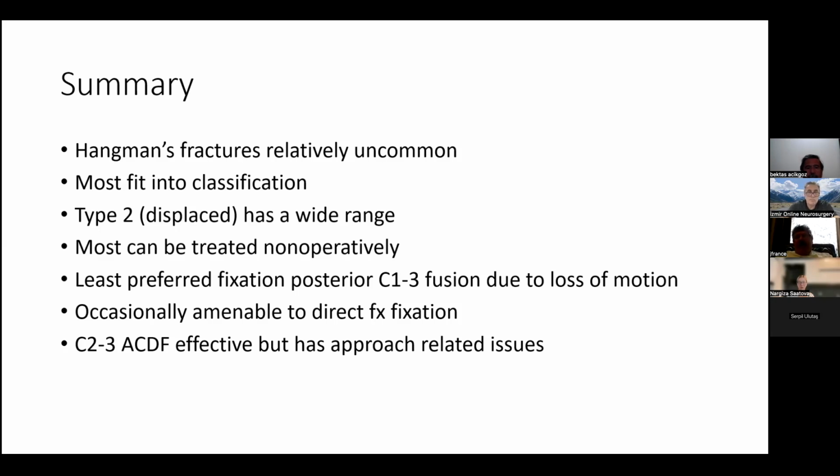The ACDF probably is the most common approach, at least right now in the US. People are familiar with it. They can leave the patient supine. The problem is there are a lot of swallowing problems, and the fixation at C2 is often not all that great. It's hard to get your plate to sit right, but it is probably the preferred operative approach in the US at this point.